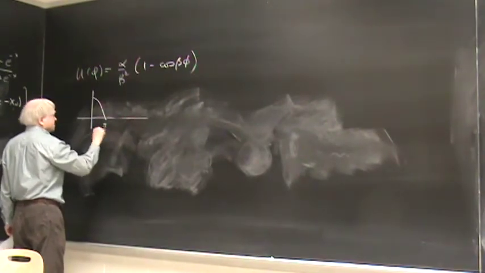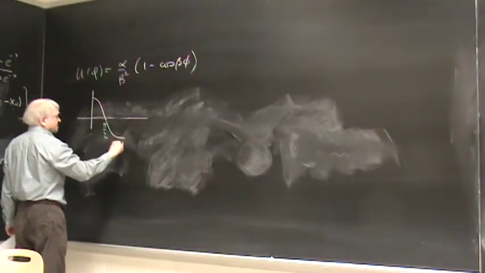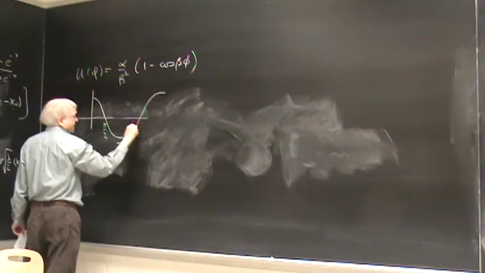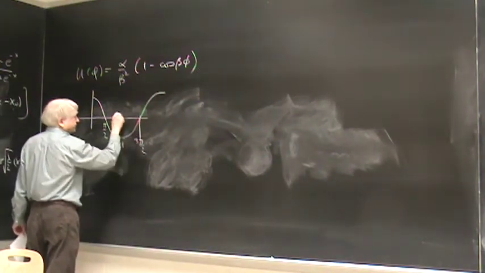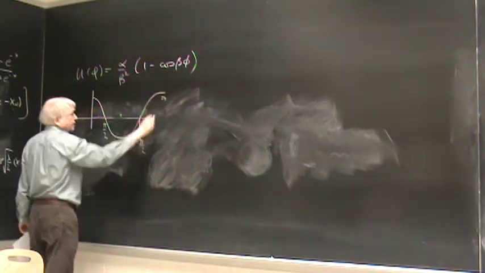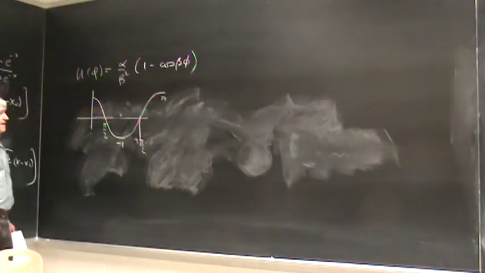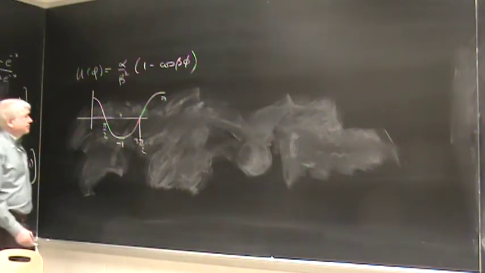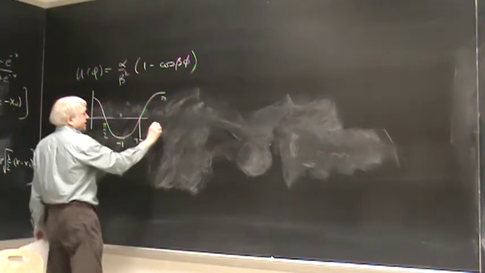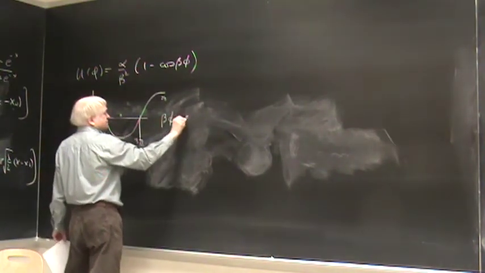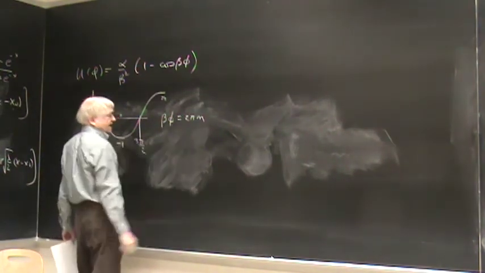At pi over 2 it is 0, then it goes to minus 1. Then at 3 pi over 2 it's 0 again. And then at 2 pi it's back up to 1. So, in other words, this thing is 0 when beta phi is equal to 2 pi n, for n some integer.